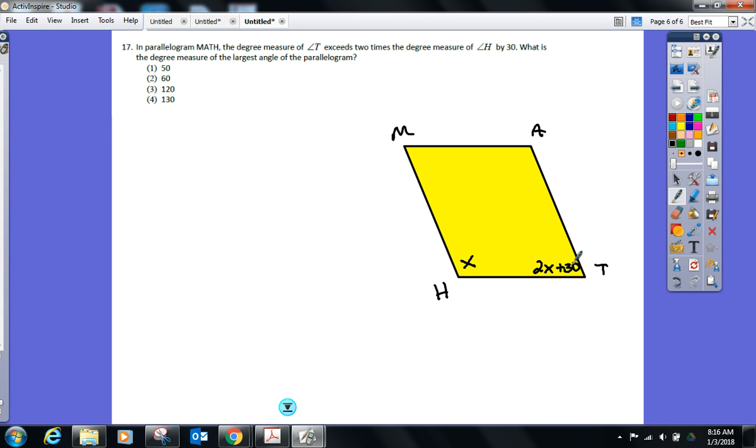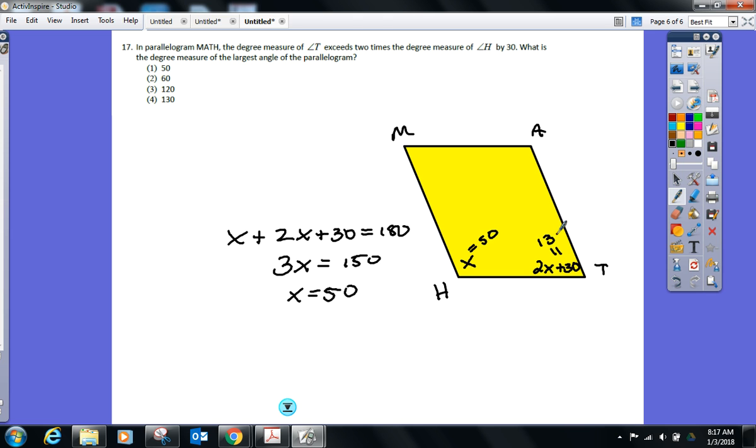Okay, well, what do we know about these two guys? They are supplementary, they're consecutive, so x plus 2x plus 30 equals 180 degrees. 3x equals 150, x equals 50. Is that the largest angle, though? Nope. Largest angle would be what's supplementary to 50? 130. So that would be the largest angle in that parallelogram.